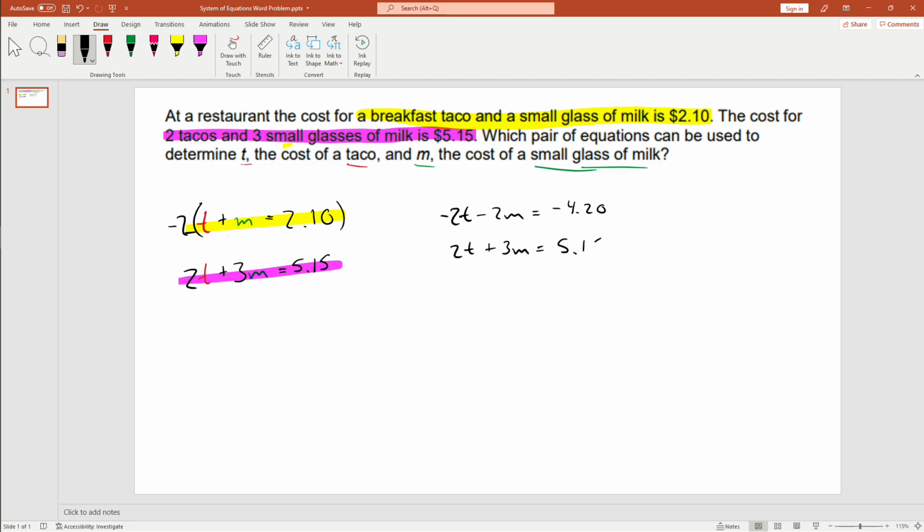I did not multiply the bottom equation, so I'm just going to keep it as 2t plus 3m equals 515. And remember, I need to combine these 2 equations. I'll use this weird pink pencil. It looks like these here cross each other out, which is the whole point of elimination. Negative 2t plus 2t cancels, and minus 2m plus 3m just leaves us with 1m. And if I do negative $4.20 plus $5.15, you end up with, what is that, 95 cents?